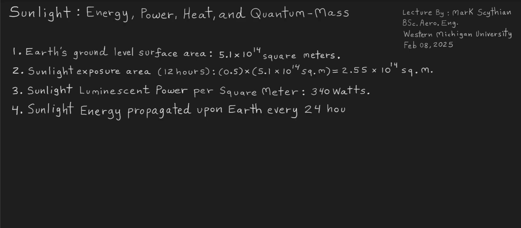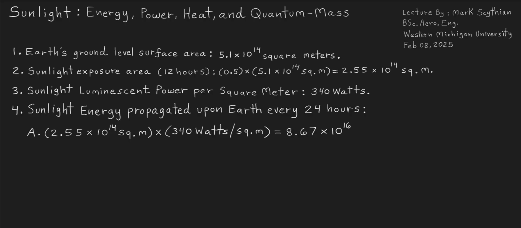Next, we have sunlight energy propagated upon the Earth. So we're measuring this in either joules or foot-pounds or both. So we have to take the half spherical surface area of the Earth times the luminescent power of the sunlight, 340 watts per square meter, and we then calculate 8.67 times 10 to the 16th power watts, and we know 1 watt is also equal to 1 joule per second.